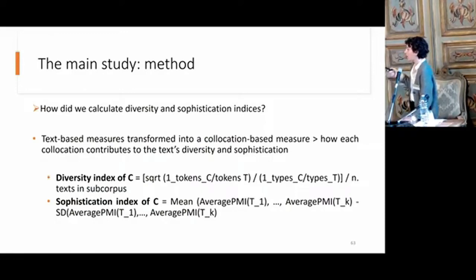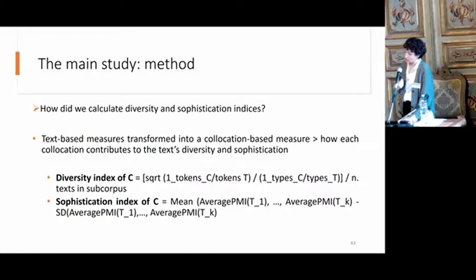So, for example, our CELI corpus was made of four subcorpora, B1, B2, C1, and C2. For having a diversity index of a collocation C that occurs in the subcorpus of the B1 level, we had information about how many times this collocation occurs in the subcorpus as a token and how many times it occurs as a type. And then we divided the ratio. We counted how many times as a token, but as a type, of course, it's always one. And then we divide by the number of texts of its subcorpus.